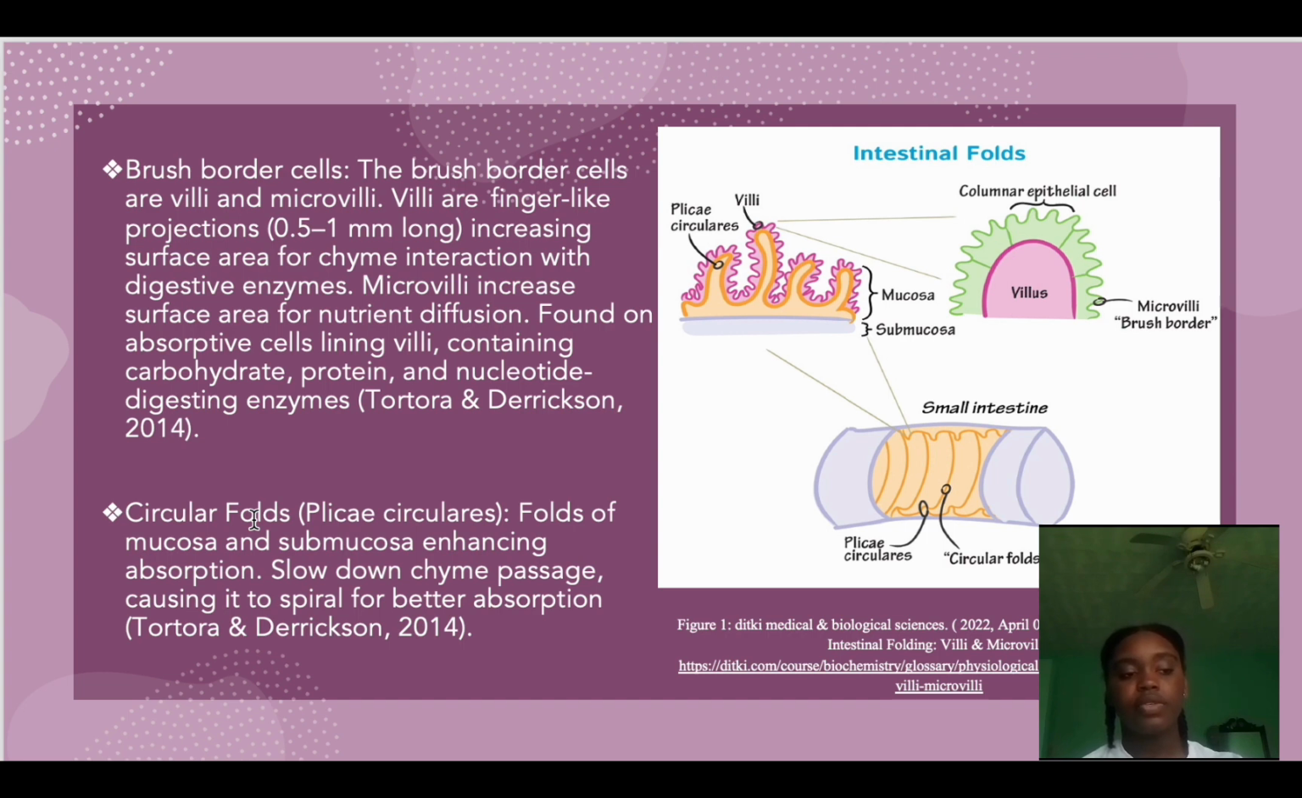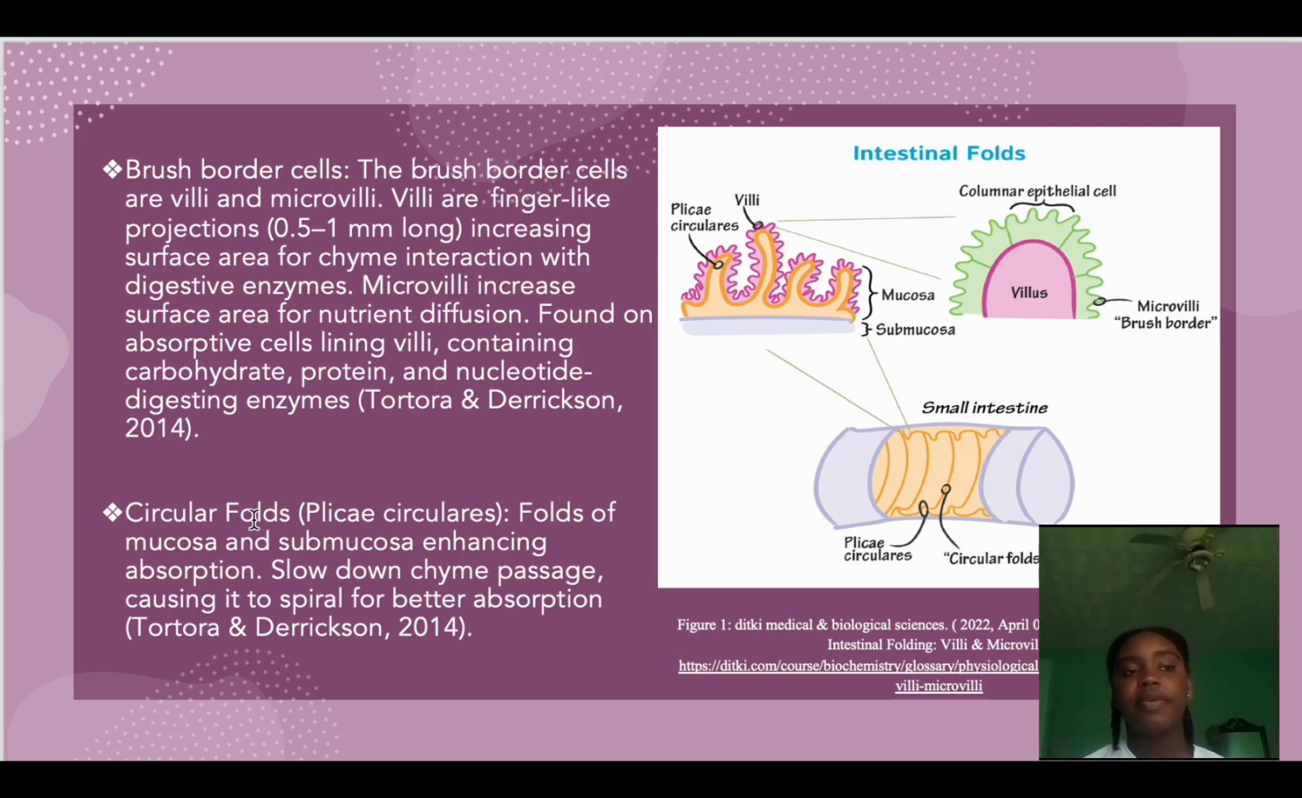The circular folds, or the plicae circularis, are folds you see within the lining of the small intestine. They serve to enhance absorption by increasing surface area and slowing down the passage of chyme by causing it to spiral rather than move in a straight line as it progresses through the small intestine. This slowing down allows for better absorption and interaction with the intestinal lining.